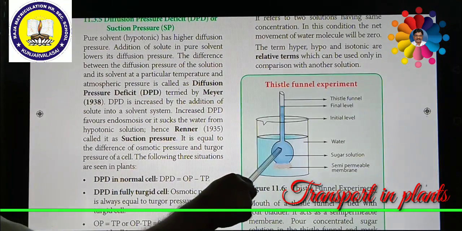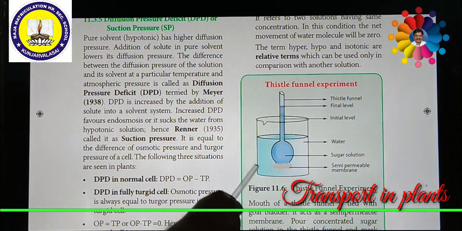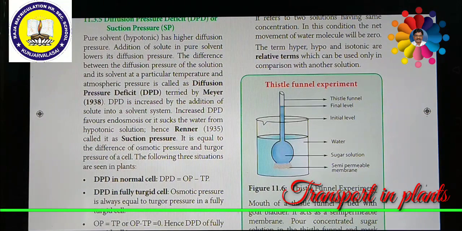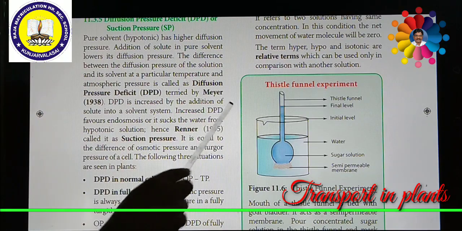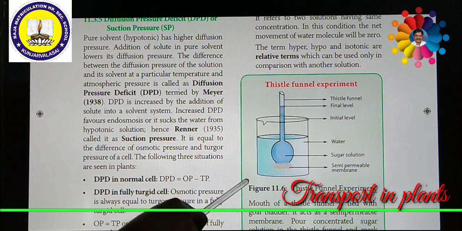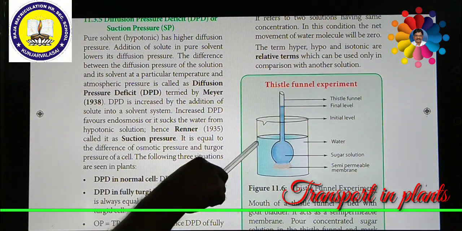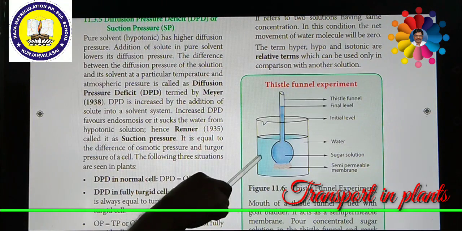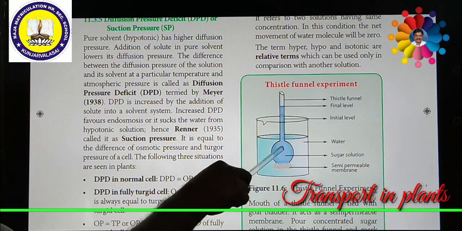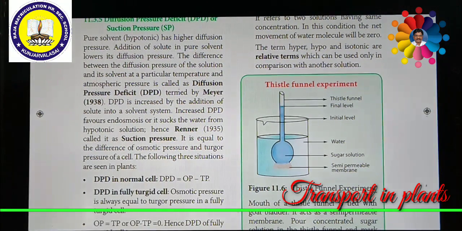The funnel is filled with pure water, and the outer beaker is filled with sugar solution. If you keep it for the same time, what will happen? The water molecules move from the thistle funnel to the beaker. Why? Inside the thistle funnel is pure water, and outside it is hypertonic. So water molecules move from the thistle funnel to the beaker. Here exosmosis takes place. So both endosmosis as well as exosmosis can be studied with the help of this experiment.